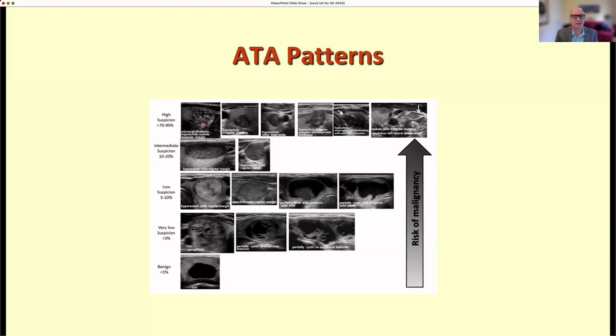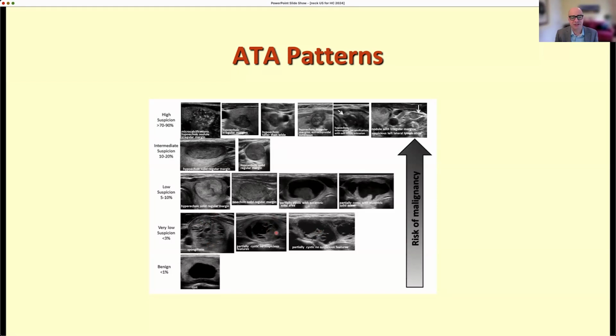And there are very high suspicion features like a very hypoechoic nodule with calcifications, a hypoechoic nodule alone with irregular margins, a hypoechoic nodule with lymphadenopathy, and then the intermediate suspicions, which is mostly solid nodules that are just mildly hypoechoic, but with regular margins. And then low suspicions, but not zero suspicion, are the solid isoechoic nodules with regular margins. And some of the partially cystic ones can sometimes be malignant, but they have an eccentric solid area. And then you have these very low suspicion, the spongiform that I showed you.